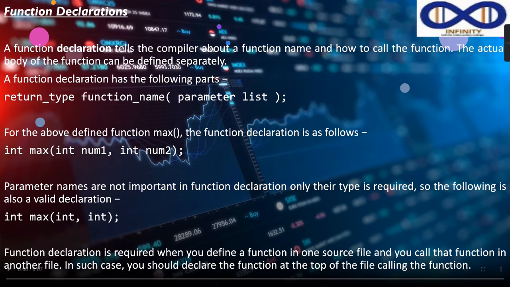So the following is also a valid declaration: int max(int, int). The function declaration is required when you define a function in one source file and you call that function in another file. In such a case, you should declare the function at the top of the file calling the function.